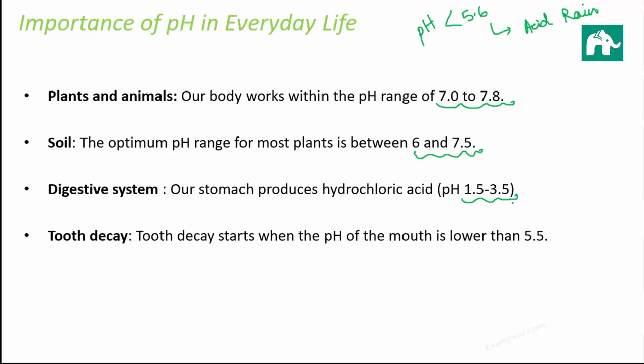Tooth decay. So here again we see pH has a critical role. Do you know how tooth decay starts? Tooth decay starts when the pH of the mouth is lower than 5.5. Because normally, when we chew food, some of the food particles stay in between our teeth. Bacteria in the mouth break down this leftover food, producing acids. Now when there is too much acid being produced inside your mouth, the pH is less.